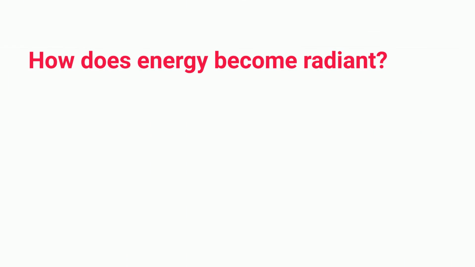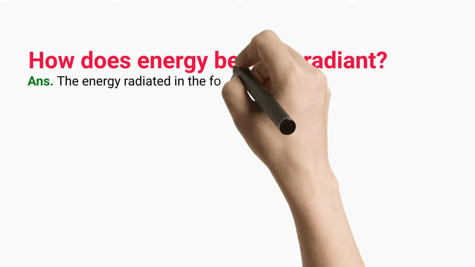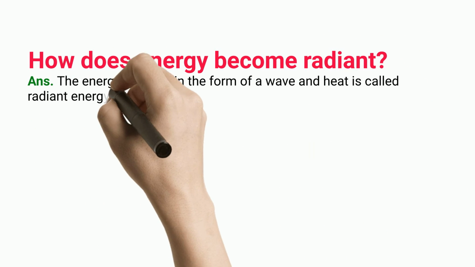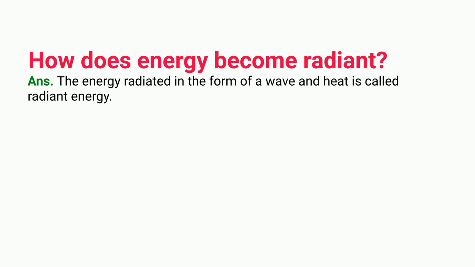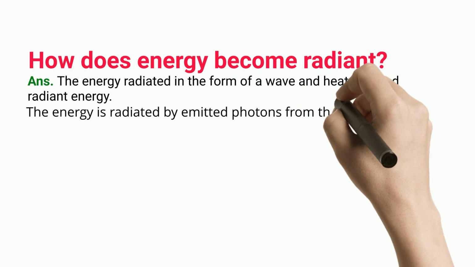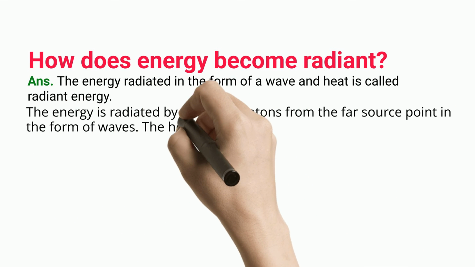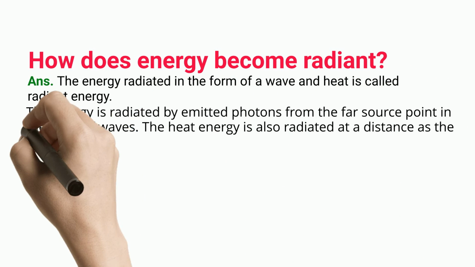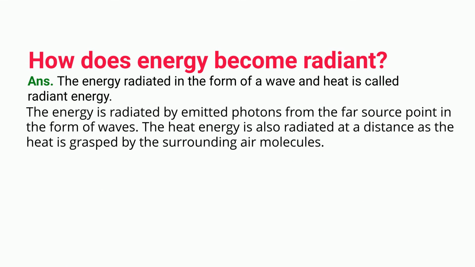Frequently asked questions. How does energy become radiant? The energy radiated in the form of a wave and heat is called radiant energy. The energy is radiated by emitted photons from the far source point in the form of waves. The heat energy is also radiated at a distance as the heat is grasped by the surrounding air molecules.